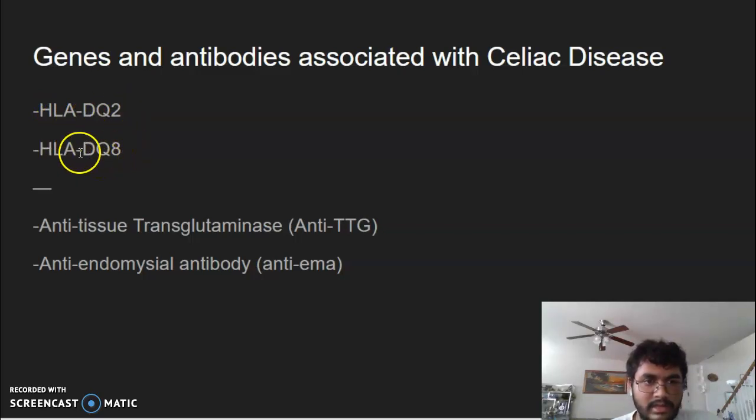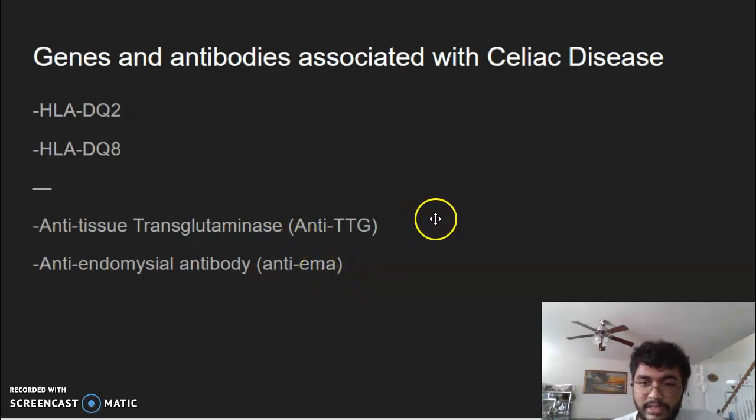Next is also HLA-DQ8, but the first one is actually more likely to give you bad stuff. Next is the anti-tissue transglutaminase, anti-TTG, and the anti-endomysial antibody, anti-EMA. Both of these, anti-TTG and anti-EMA, are IgA antibodies.